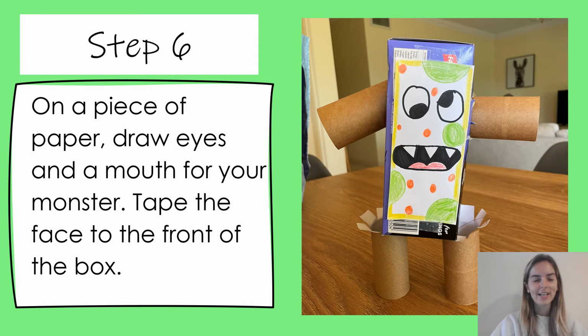Step 6, on a piece of paper, draw eyes and a mouth for your monster. Tape the face to the front of the box. So boys and girls, on a piece of paper, I've just drawn my eyes and a mouth, and I've put a little bit of colour on there. I put some different shapes as well, and then I've just taped it to my box. So now it brings my monster all together.